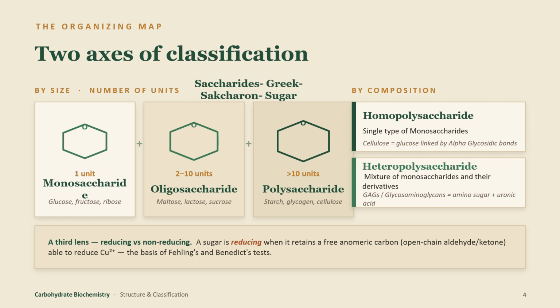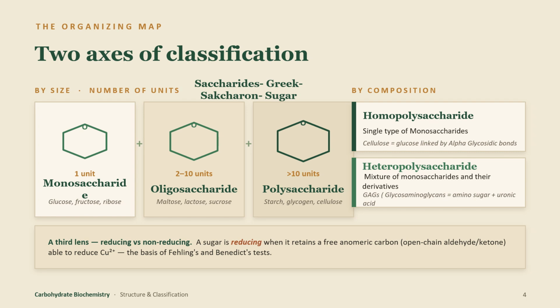And the second classification is depending upon the composition. If any complex compound is made up of a single type of monosaccharide, and that single type of monosaccharide together forms a chain of polysaccharides, then it is called a homopolysaccharide. The best example is cellulose, made up of glucose units. And heteropolysaccharides are a mixture of monosaccharides and their derivatives. Here, not a single type, there may be different types of monosaccharides, and along with those there might be derivatives of carbohydrates, like amino acids.